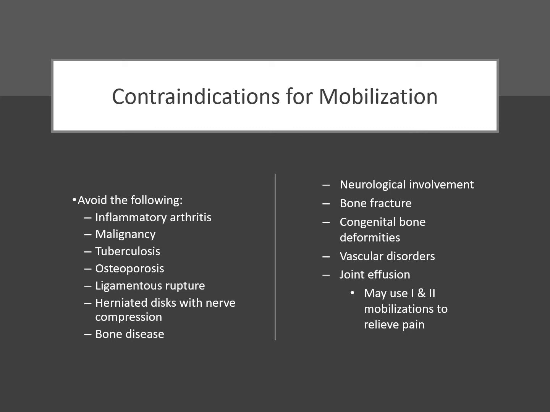Now coming to contraindications for mobilization, which means that you are not supposed to give mobilization during certain conditions, such as inflammatory arthritis, malignancy, tuberculosis, osteoporosis. Osteoporosis, the bones are already weakened. So if you really want to, or if you really have to give mobilization in an osteoporotic bone, you need to give the least grades, which is grade 1 and grade 2.